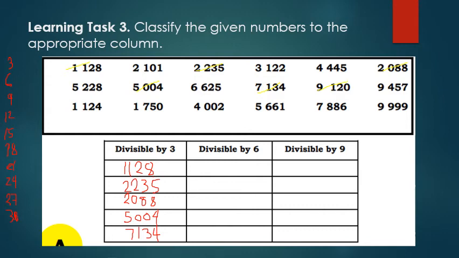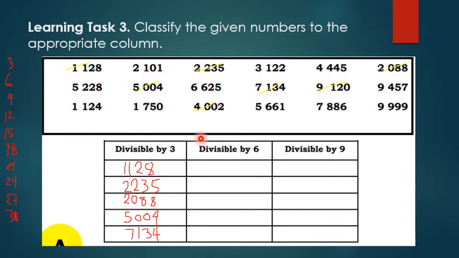So, yung 9,457, so 9 plus 4 is 13, plus 5 is 18, plus 7 is 25. So, nandito po ba siya? So, wala po. 1,124, 1 plus 1 is 2, plus 2 is 4, plus 4 is 8. So, wala din po siya. 1,750, 1 plus 7 is 8, plus 5 is 13. So, wala din po. 4 plus 0 is 4, plus 0 is 4, plus 2 is 6. So, ito po siya. So, siya po ay divisible din sa 3.